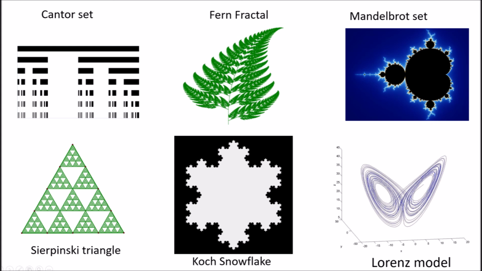Fractals are considered to be important because they define images that otherwise cannot be defined by Euclidean geometry. Fractals are described using algorithms that deal with objects that don't have integer dimensions. Some of the more prominent examples of fractals are the Cantor set, the Koch curve, the Sierpinski triangle, the Mandelbrot set, and the Lorenz model.